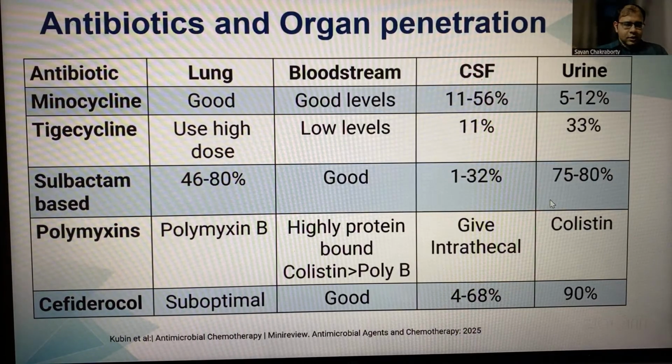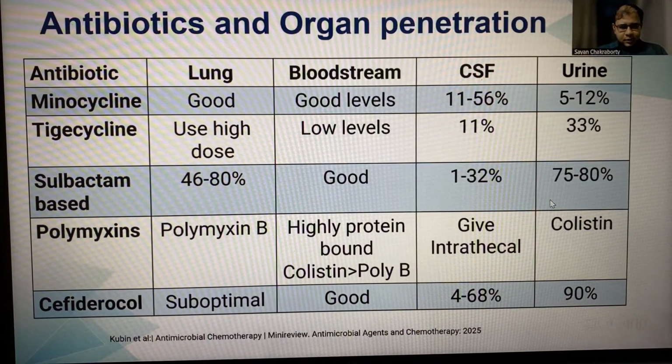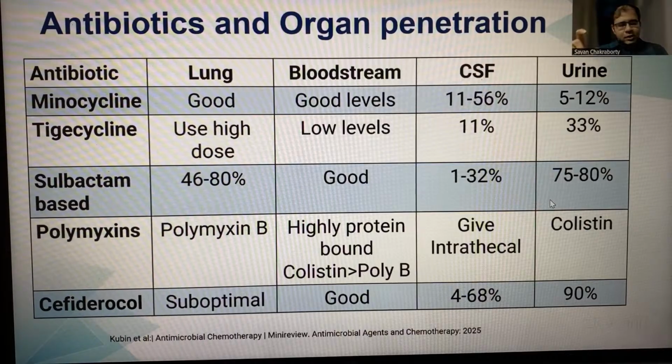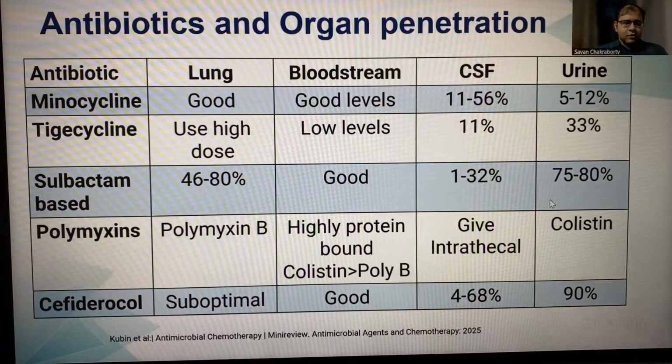Tigecycline has lung penetration if you're using a higher dose, but very low bloodstream penetration, and CSF penetration is not that good. Tigecycline should better be used for intra-abdominal infections and skin and soft tissue infections. Sulbactam is overall good, not so good for CSF.